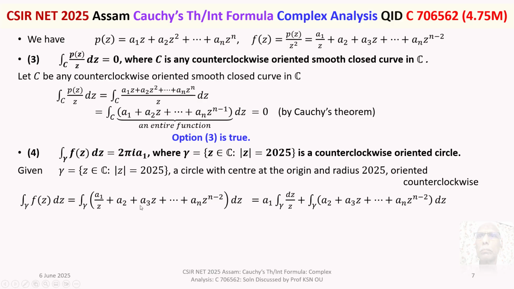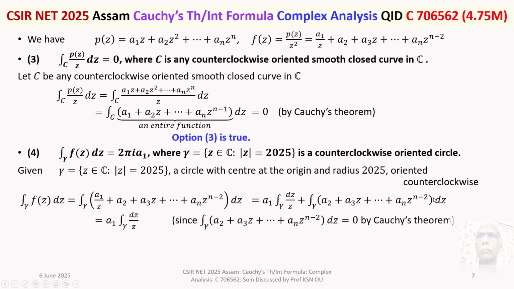So a1 times the integral of dz by z plus the integral taken round gamma of a2 plus a3 z plus so on and so forth an z to the power of n minus 2 dz. And this will be equal to a1 times the integral taken round gamma of dz by z. Why? The second part becomes 0. Why? This is a polynomial, it is analytic everywhere. The integral taken round gamma will be 0 by Cauchy's theorem. Now you are left with a1 times the integral taken round gamma of dz by z.